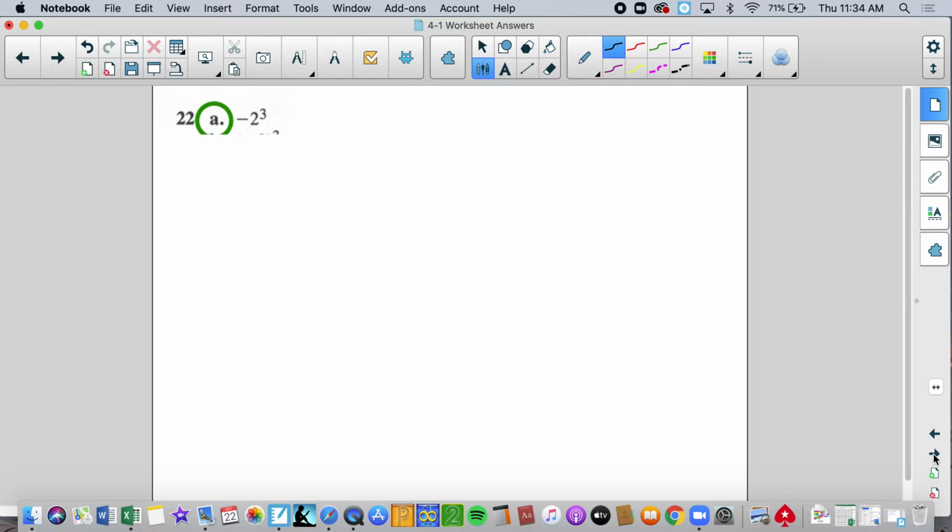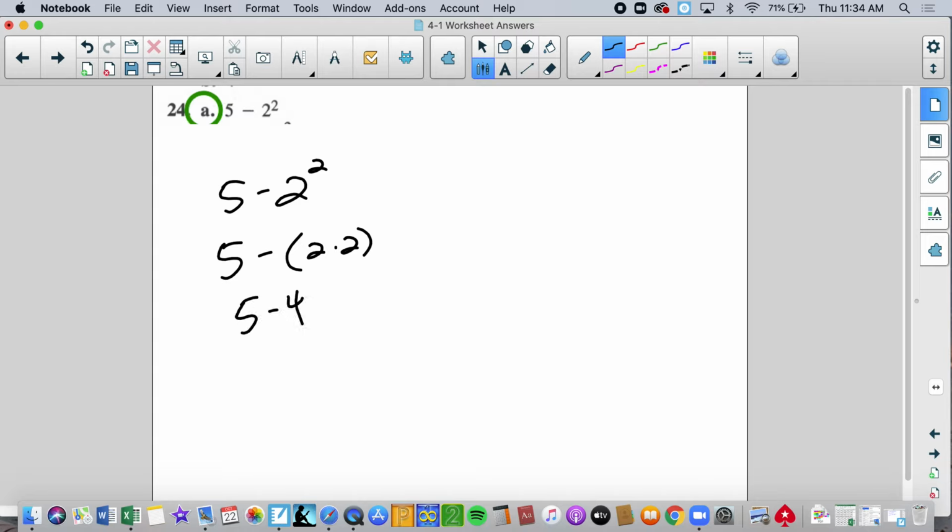And now we have -2 to the 3rd. -2 to the 3rd means the opposite of 2 times 2 times 2, because we have to do the exponent first. That gives me -8. If I have 5 minus 2 to the 2nd, I'm going to write 5 minus 2 times 2, 5 minus 4, which is 1.